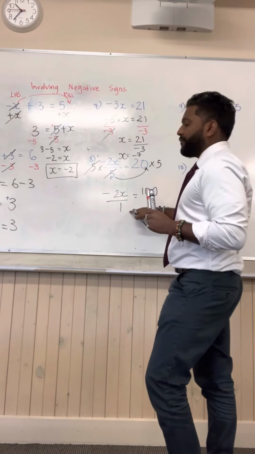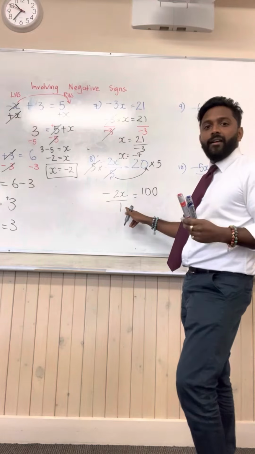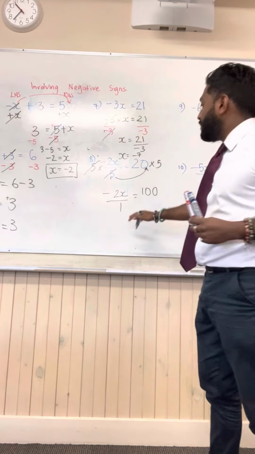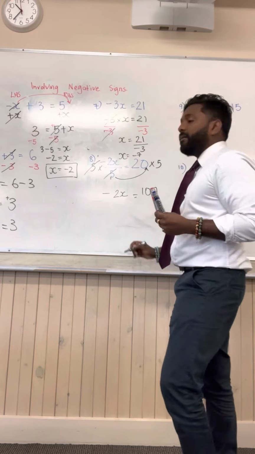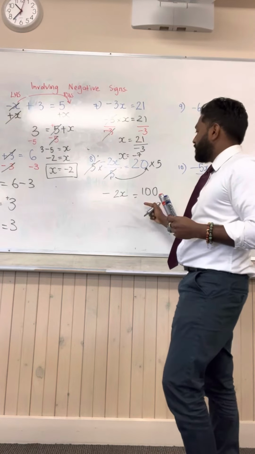Now, a lot of people get confused because they're like, oh, wait a second, there's actually a 1. There's technically a 1 there, right? But you don't write that when you get to year 8, year 9, year 10 level, and 12. Any whole number or term is always over 1 in this situation. So negative 2x equals 100.